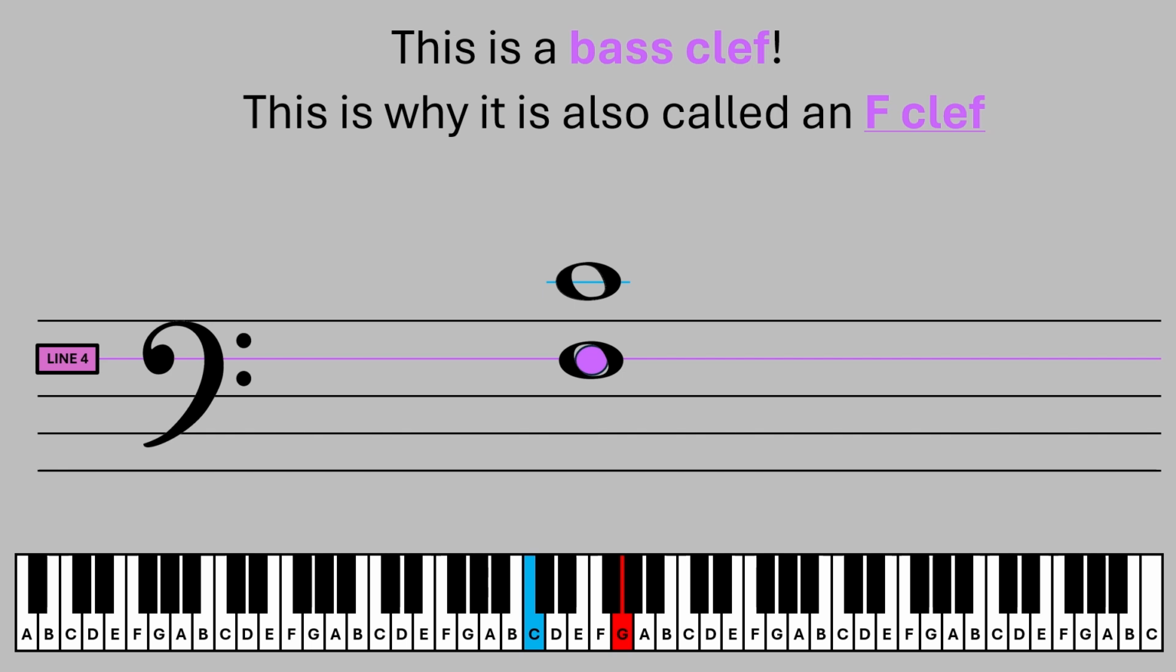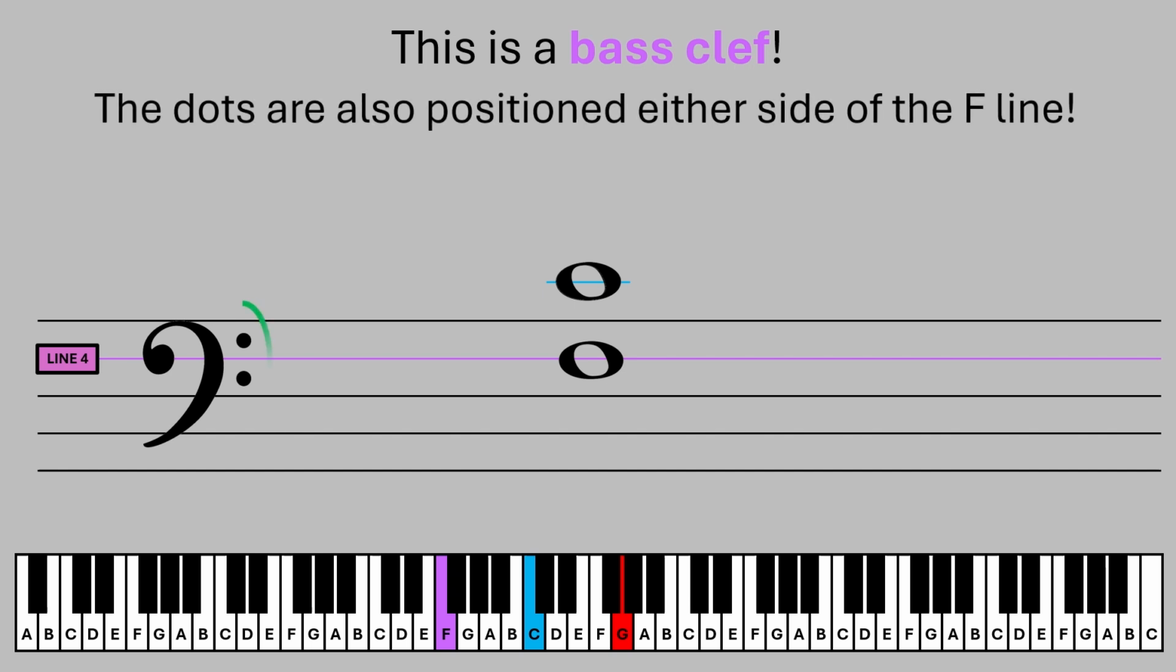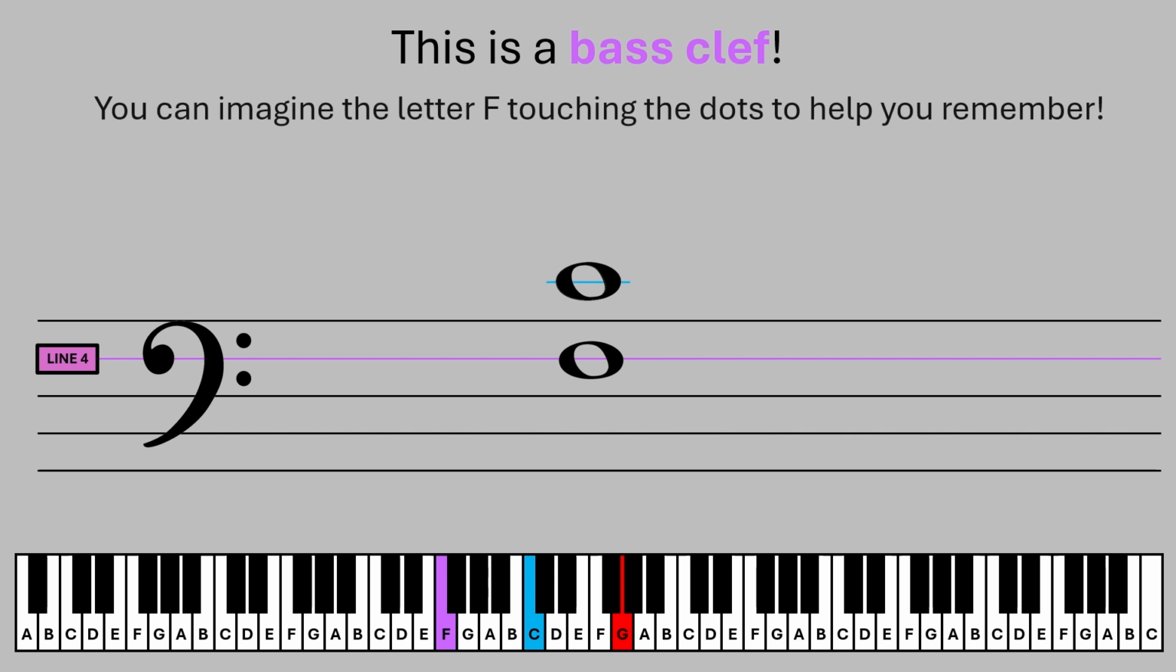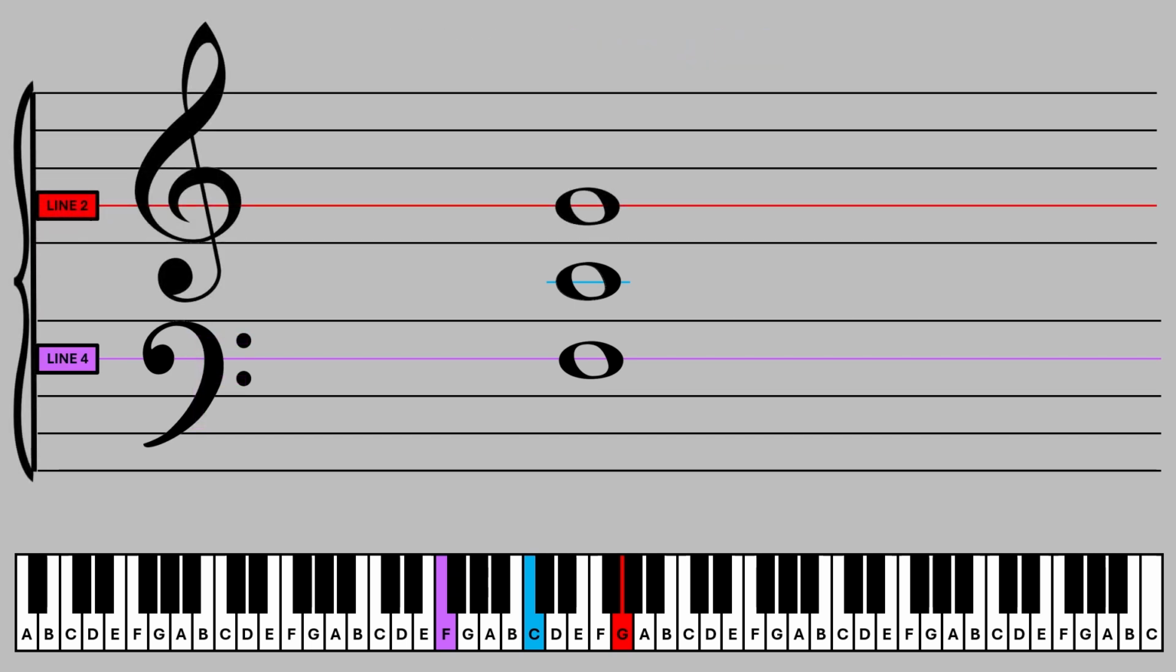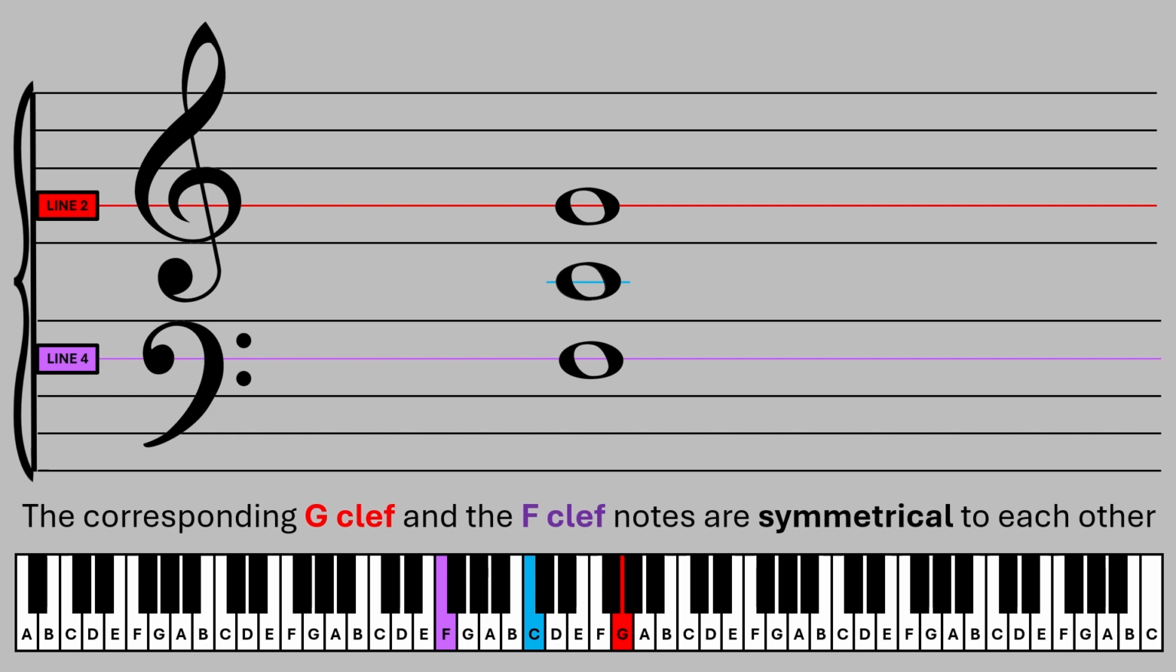And here's its position on the piano. The dots are also positioned either side of the F line. You can imagine the letter F touching the dots to help you remember. The corresponding G clef and the F clef notes are symmetrical to each other.